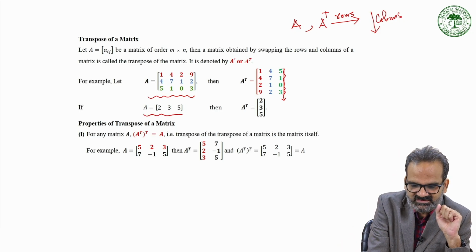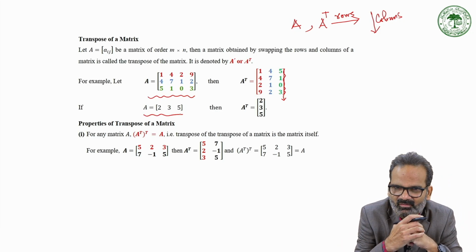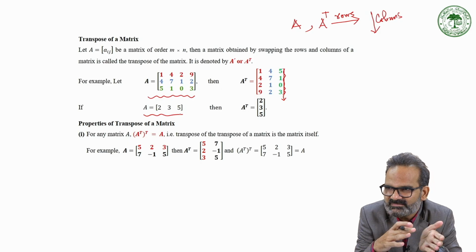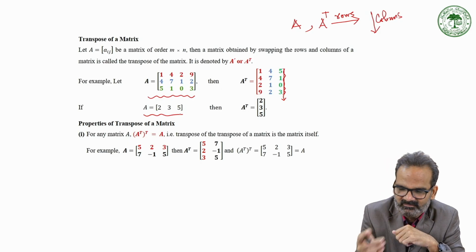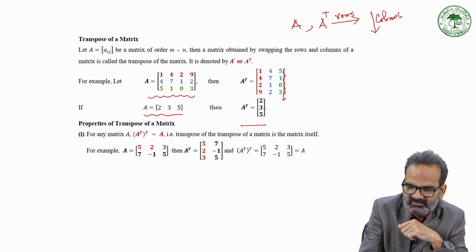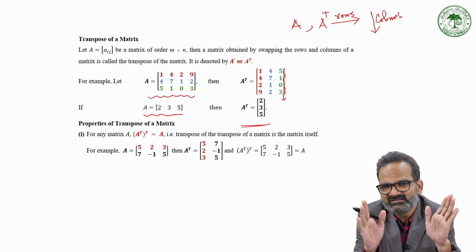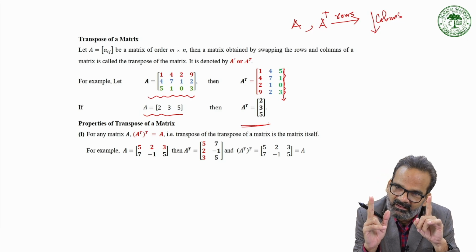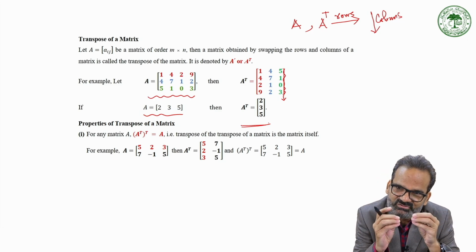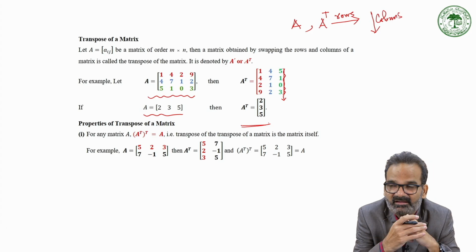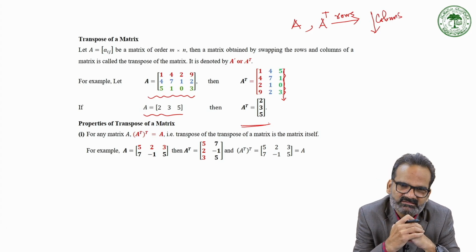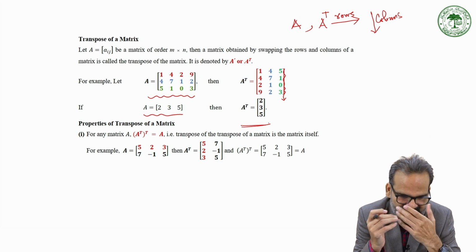Say A equals this matrix, which has one row. We can also call it a row matrix. So if it contains one row, then this row 2, 3, 5 must be interchanged to a column, that is, A T will be the matrix having one column with the same elements. Elements will remain the same. We are not going to change even a single element. Only the rows and columns of a matrix are interchanged to get a new matrix, and that matrix is denoted by A T, or we call it the transpose of a matrix.